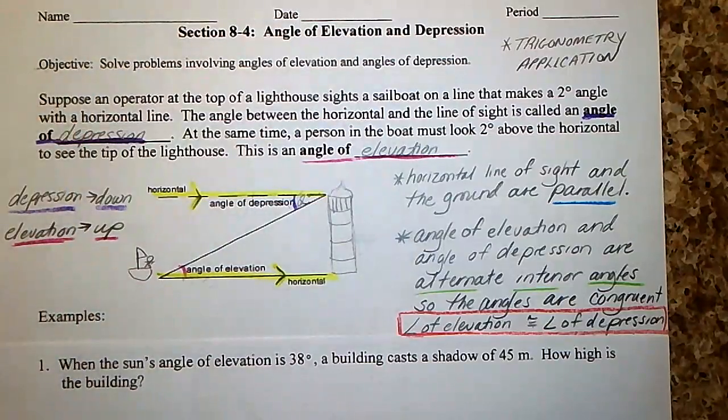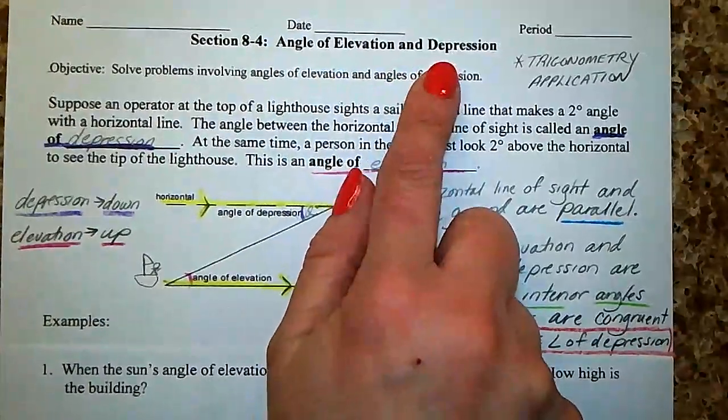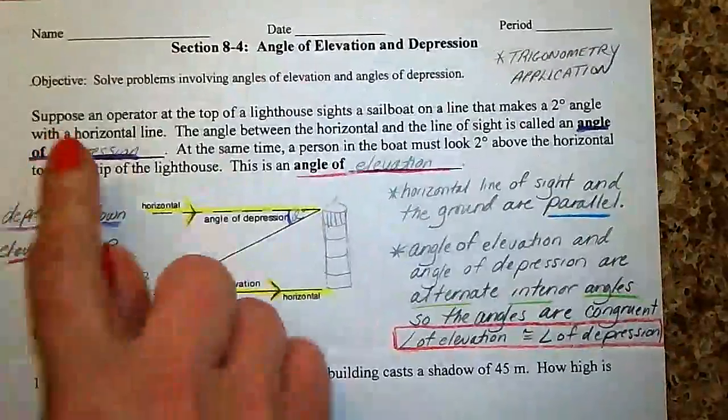Hi guys, today we're going to be doing a trigonometry application, which means we're going to be applying our sine, cosine, and tangent ratios to some real-world problems. And those problems are going to involve the angle of elevation and depression. Okay, so let's take a look at this first one.